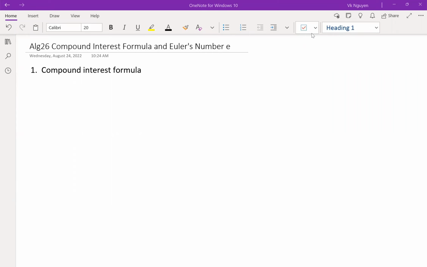Today we explore lesson 26 in algebra: the compound interest formula and the Euler number E.